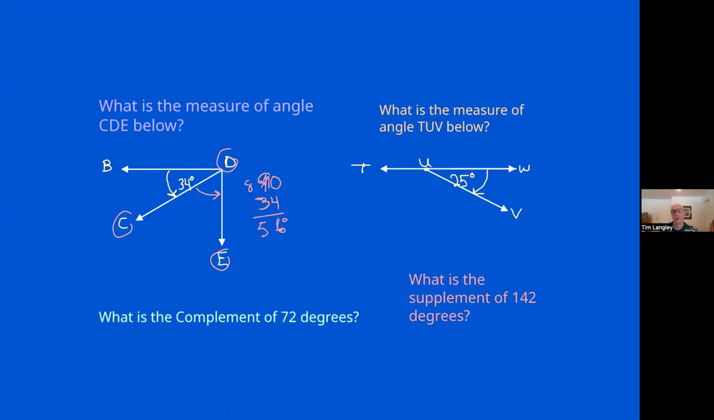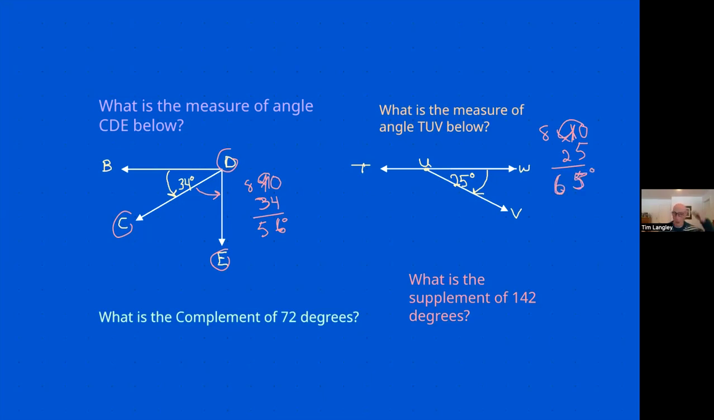What is the measure of angle TUV below? I'm looking at T, U, and V. They're asking for the complementary angle to 25. So the math would be 90 degrees, right? They complement each other. 90 degrees minus 25 degrees, okay? And I'm just going to do the math long ways for you just to illustrate how you can do this by yourself. 5 and 8, 7, 65 degrees, okay? So this angle, TUV, is 65 degrees, all right?